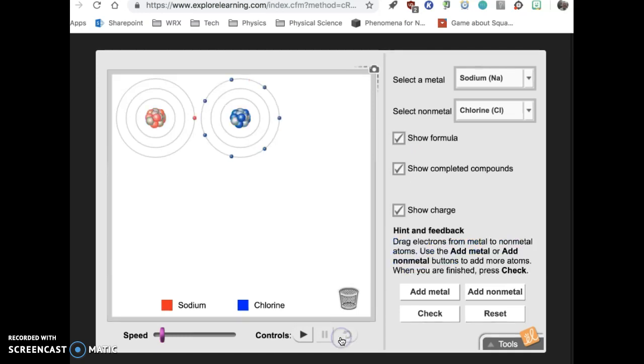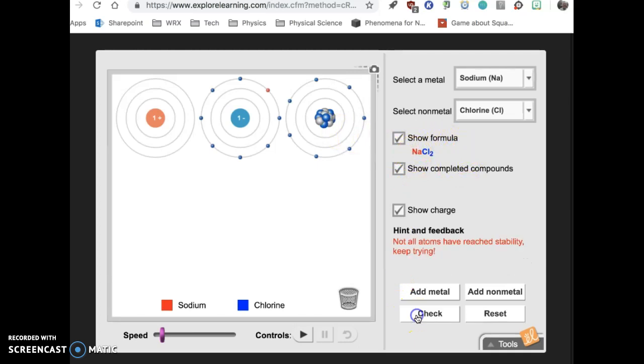Now, just to give you an example of something that would not pass the check, down here, I can add metals, I can add non-metals. Okay, so let's say I add another metal, add another non-metal. I want to drag this over, right? So I have now a plus one sodium ion, a negative one chlorine ion, and I still have this neutral atom of chlorine over here. Sorry for the bell there. I have this neutral chlorine atom over here, and it's showing this in my formula, but if I go to check, boom, right? It says not all atoms have reached stability.